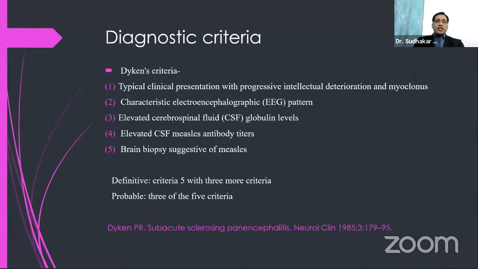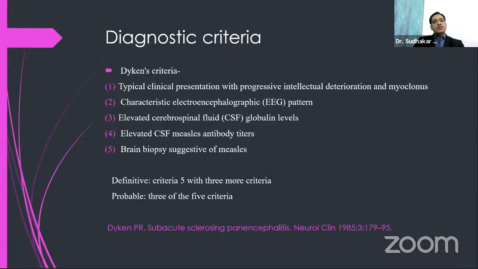Regarding the diagnostic criteria of SSPE, it is diagnosed by Dyken et al. criteria, which include 5 points. To diagnose definitively as SSPE, we should get criterion 5 along with 3 more criteria. And for a probable diagnosis of SSPE, we need 3 out of the above 5 criteria.